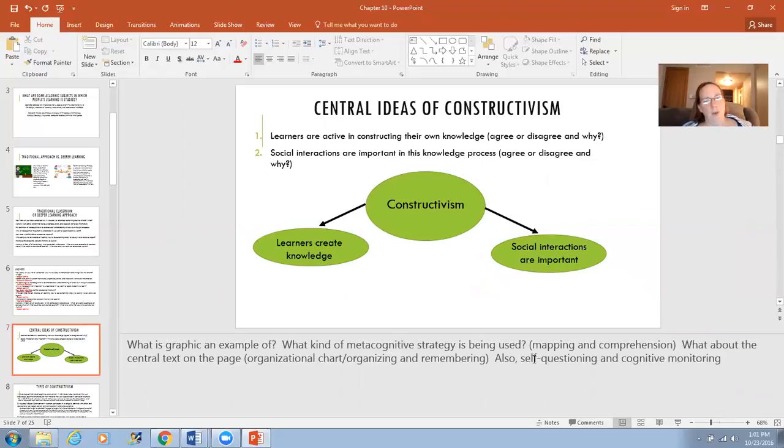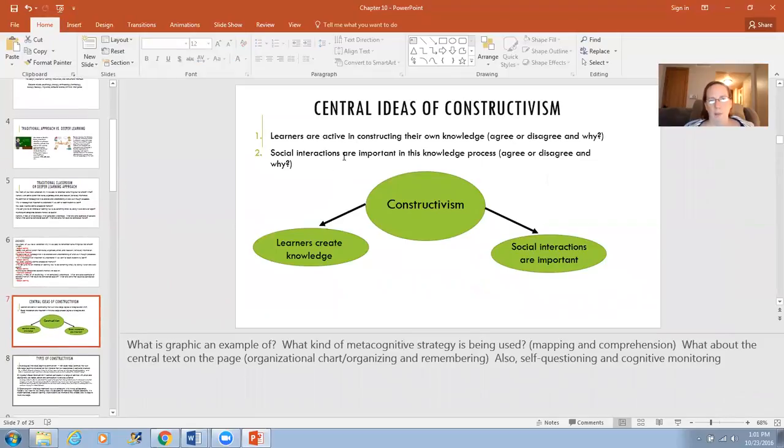But we also have self-questioning and cognitive monitoring. So all I'm asking here is I'm trying to help you bridge some of the material that we've already covered to material that we're currently covering. What you need to know from this unit is that there are two central ideas of constructivism.